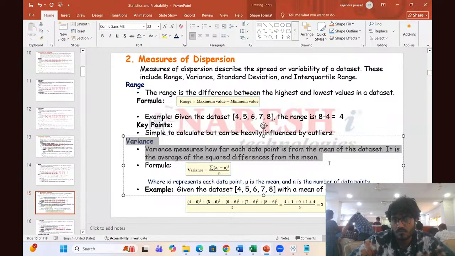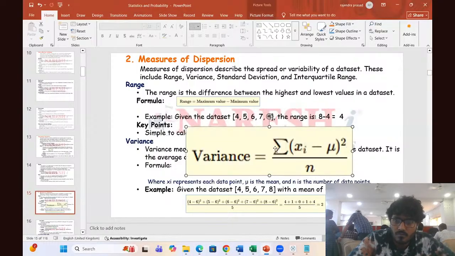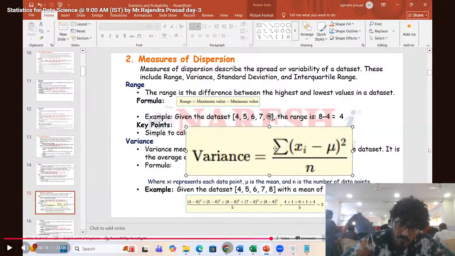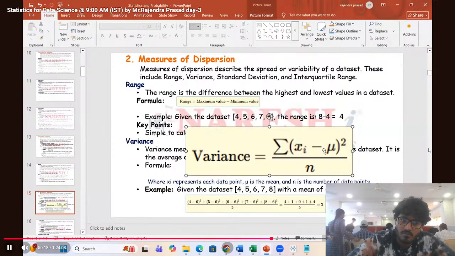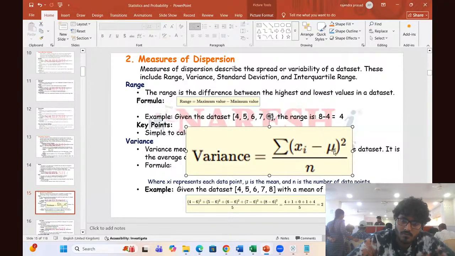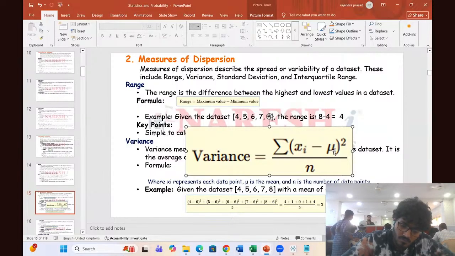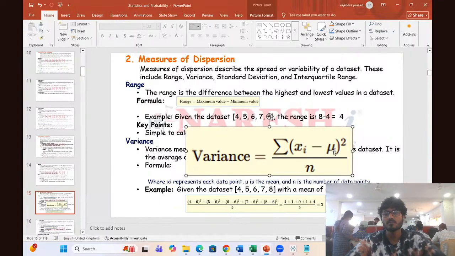You clear? So the formula to calculate the variance is this. The variance is the sum of (xi minus mu) whole square divided by n. Here, mu is the symbol used to represent the arithmetic mean, specifically the population mean. Mu means population mean, whenever you collect the average from the entire population. If you took a sample out of it and collect the mean from the sample, then it is known as a sample mean, which will be represented by the small x bar.